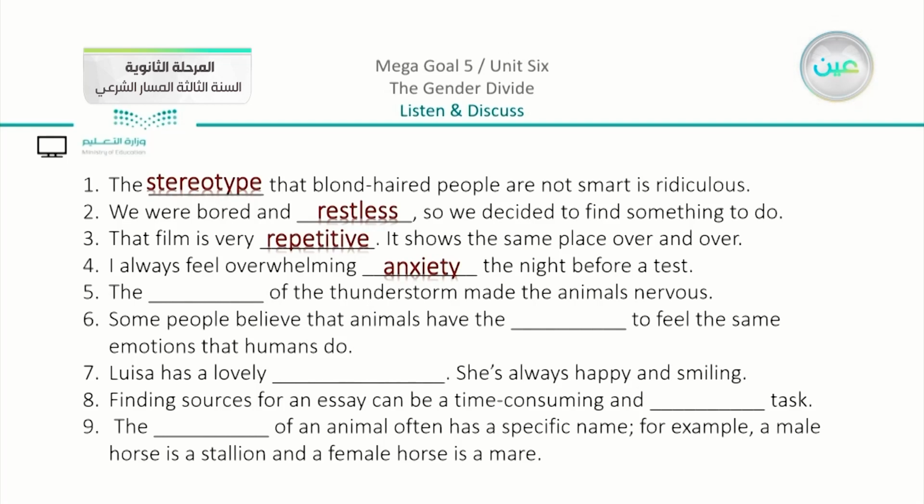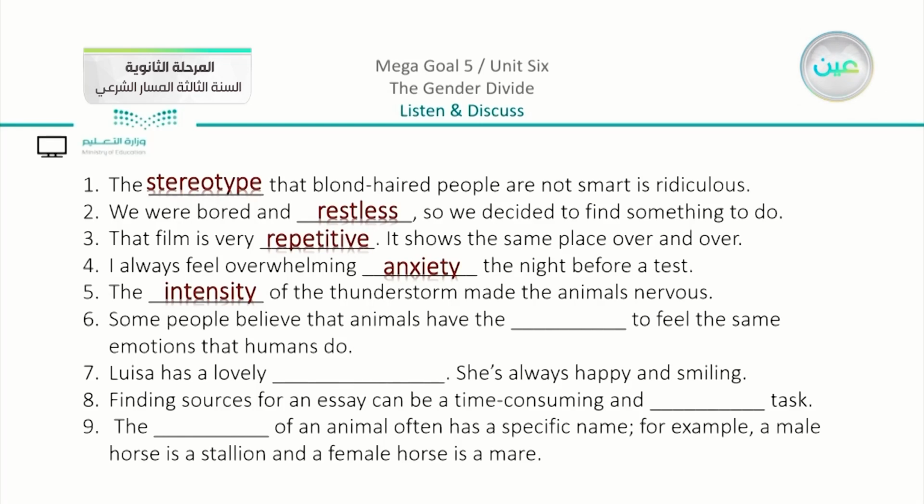The blank of the thunderstorm made the animals nervous. So what can we say here? We have here something that is a little bit scary. We can say that there is something that is a little bit noisy, so we can hear the intensity. So we have here the intensity of the thunderstorm. Because the intensity or the power of the thunderstorm was loud, it was scary, the animals became nervous.